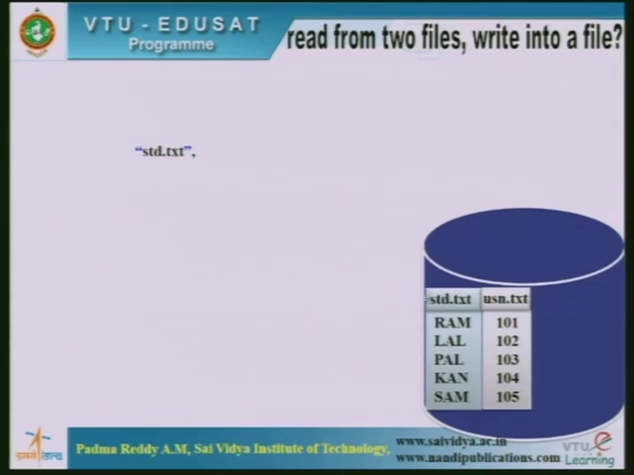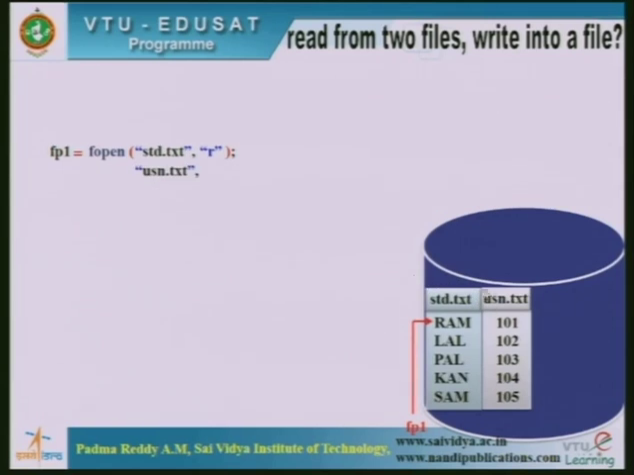Now one file is already there. What is the name of that file? std.txt. Let us open that file. It has to be opened in which mode? Read mode, so I write r. What is the function I should use? fopen, and the function fopen returns a pointer. Let me copy that into fp1. Now fp1 points to the beginning of the file std.txt. So this is how I am going to represent it pictorially.